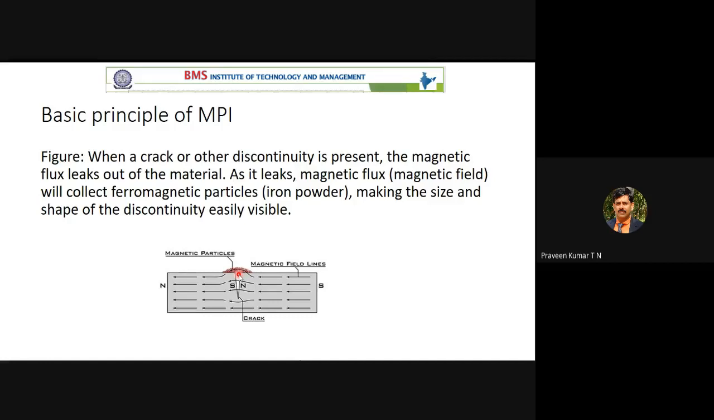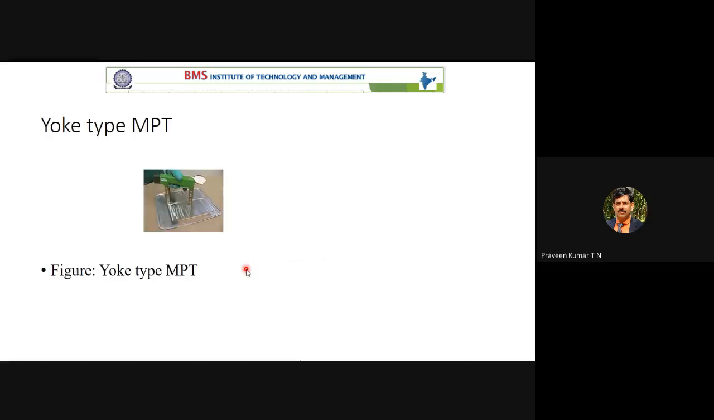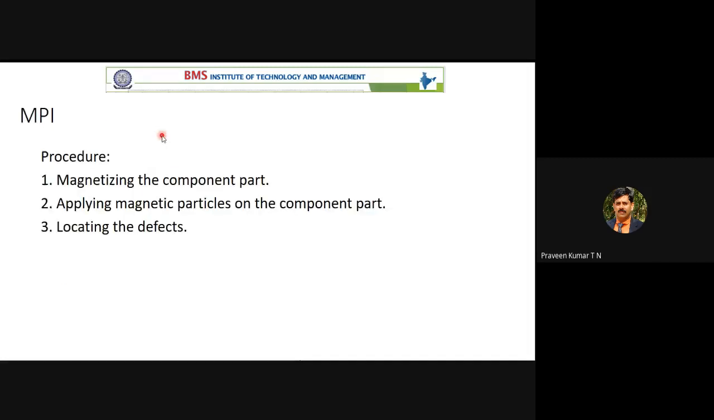Already the powder is uniformly distributed. Whenever the powder is disturbed because of these magnetic lines of force, the disturbance is clearly visible. From that, we can conclude whether the specimen has a defect or is defect free. This is one more photograph taken from the net. This is the actual yoke type magnetic particle testing. The machine you are using in our material testing laboratory also comes under yoke type magnetic particle testing.